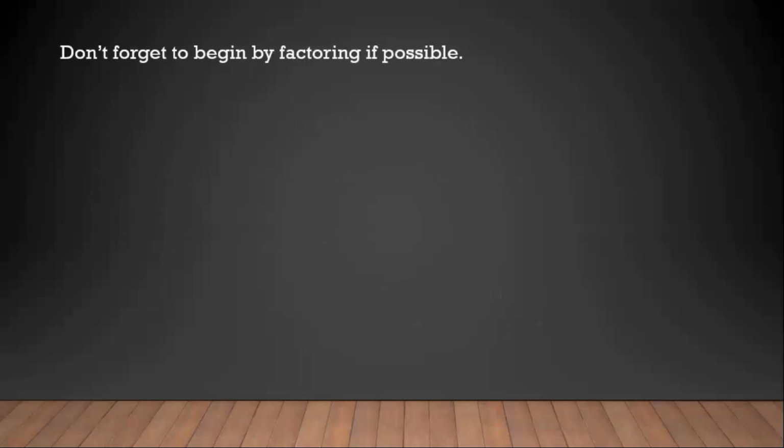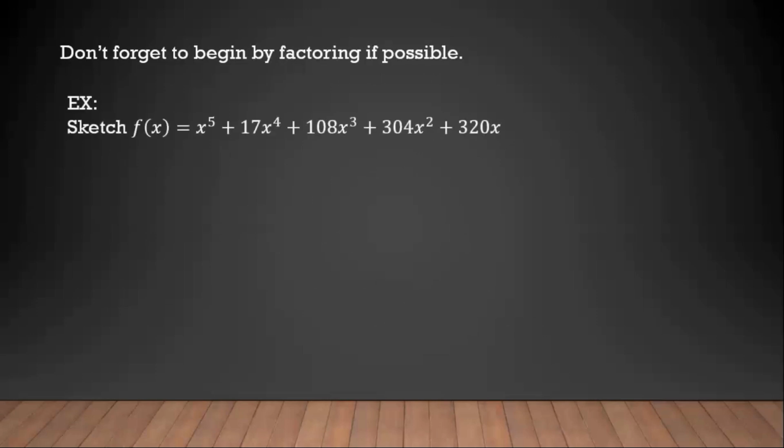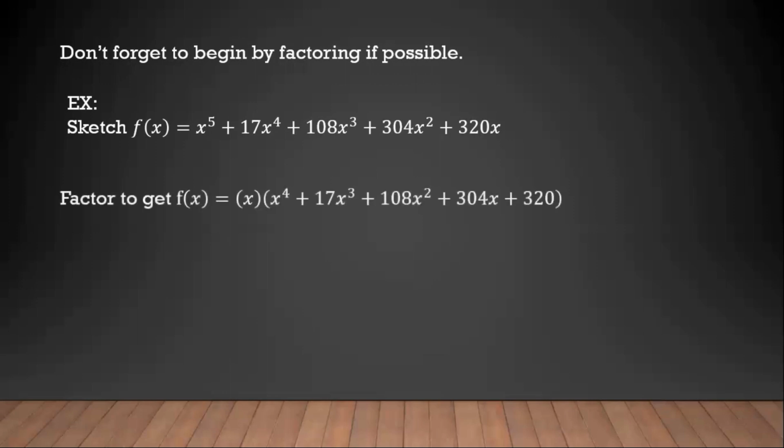I mentioned it in the function that we did today, but don't forget to begin by factoring. In this example, this f of x, every term has an x. So we should always begin by factoring out an x. Remember, our goal is to factor this thing, so start with the easiest. As you saw before, chopping it down to size. The smaller the degree, the easier it is to factor.